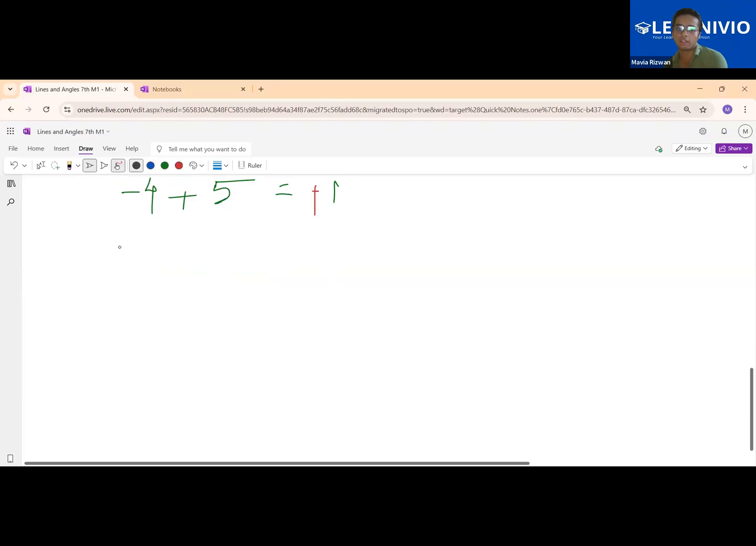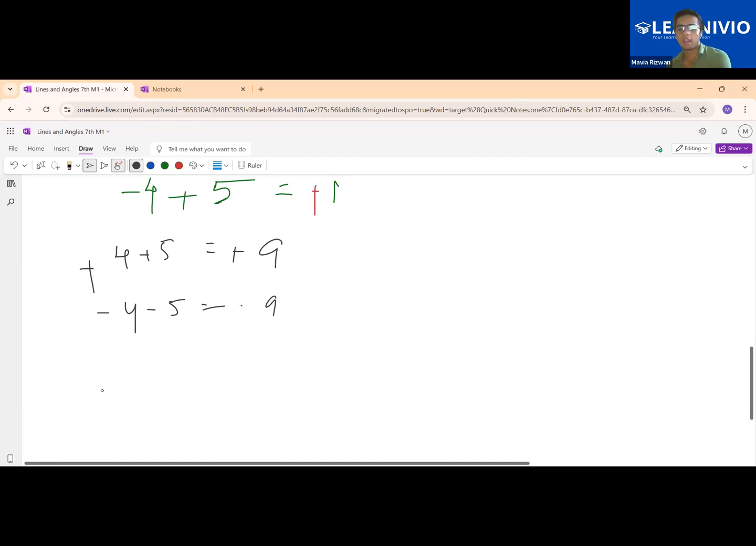I'll tell you other cases also. If I have plus 4 plus 5, this is very simple. Both signs are the same, so add them. 5 plus 4 is 9, and the sign is positive, so plus 9. If I have minus 4 minus 5, it's the same sign, so again you add them. 5 plus 4 is 9, but this time the greater number 5 has a minus sign, so we put minus.